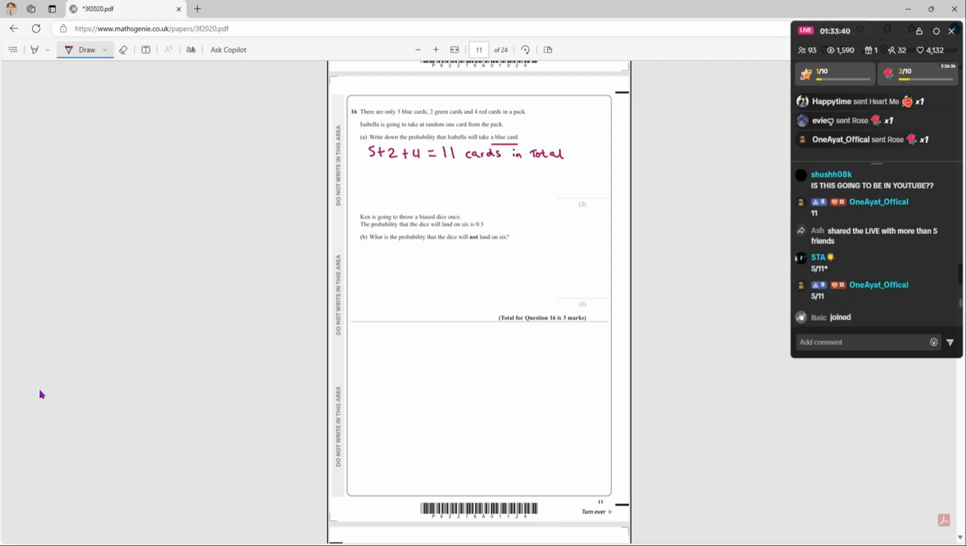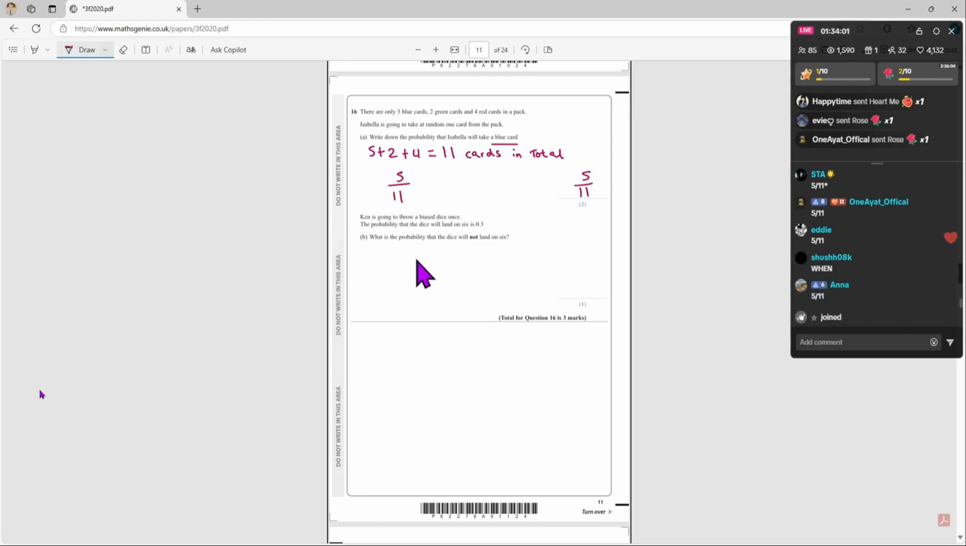Now, since we have to work out the probability of blue cards, the number of blue cards is 5. So the numerator is going to be 5, and the denominator is going to be 11. And that is going to be your answer, 5 over 11.